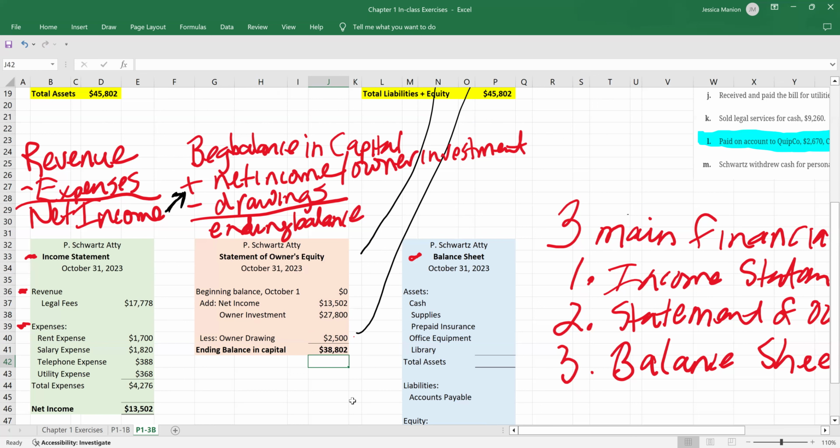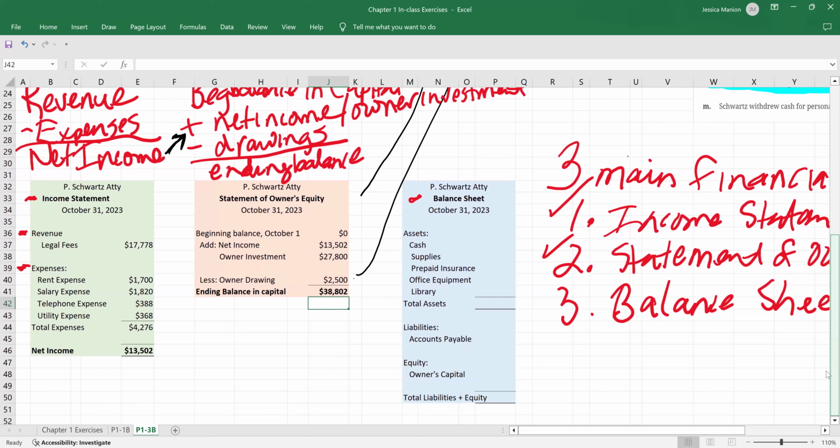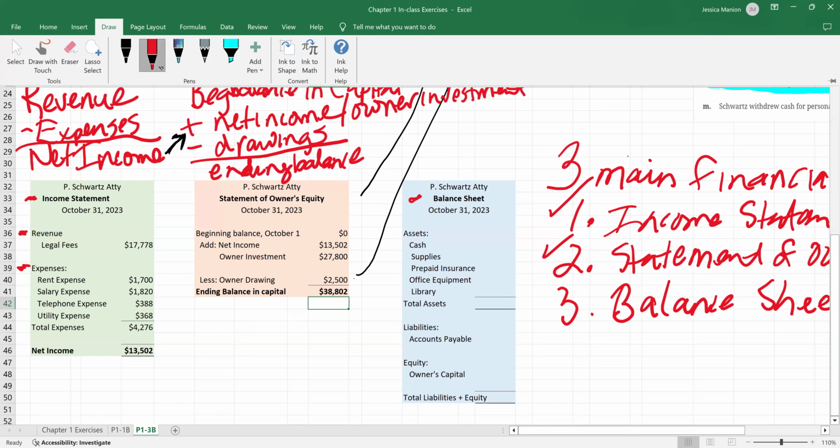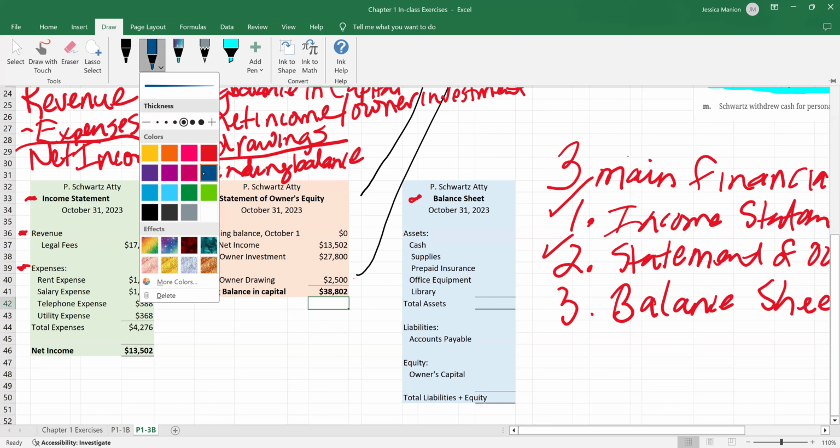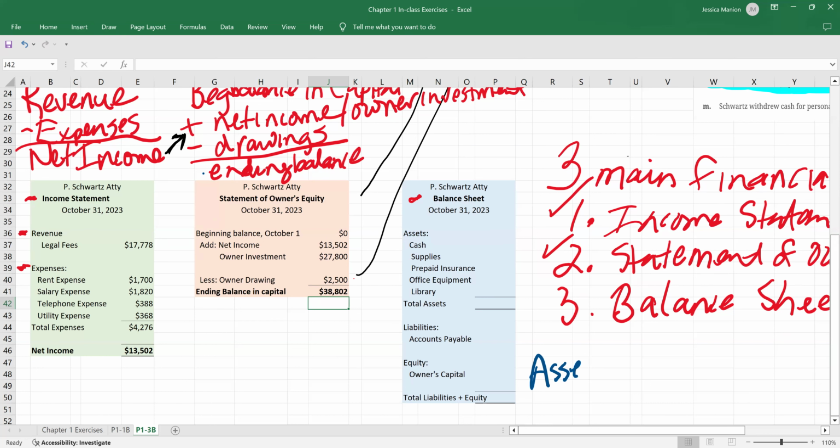Okay, good. All right, so we've completed our income statement. We've completed our statement of owner's equity. Finally, we're going to do our balance sheet. Now, remember our balance sheet shows our assets, our liabilities, our equity. That's that basic accounting equation. So assets equal liabilities plus equity, right? Assets equal liabilities plus equity.